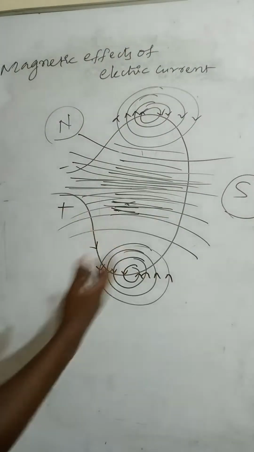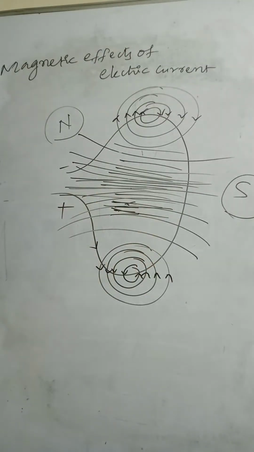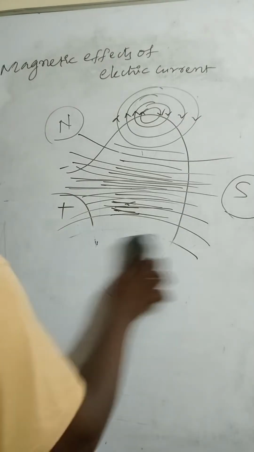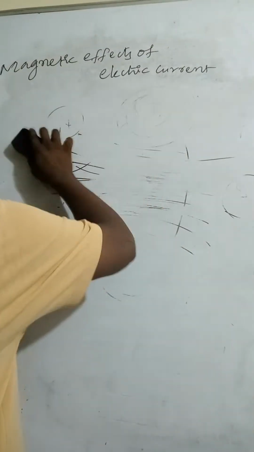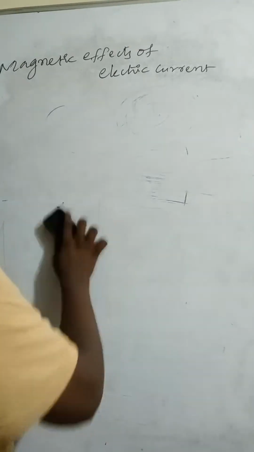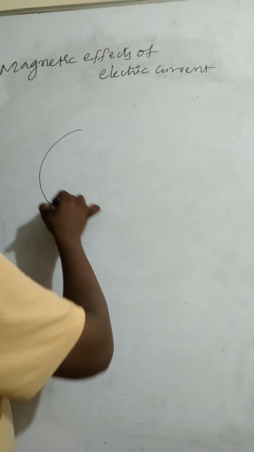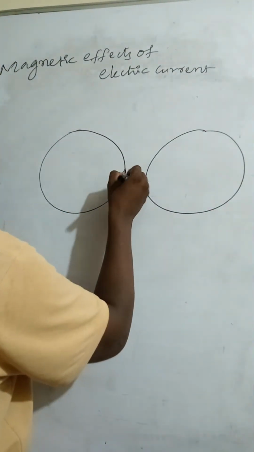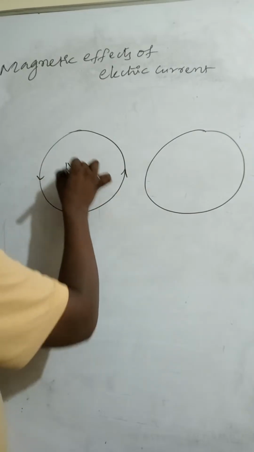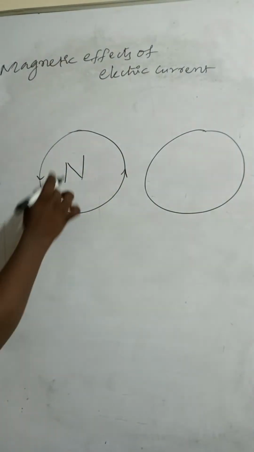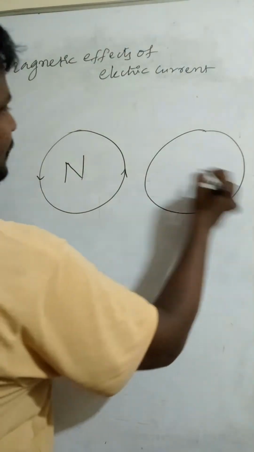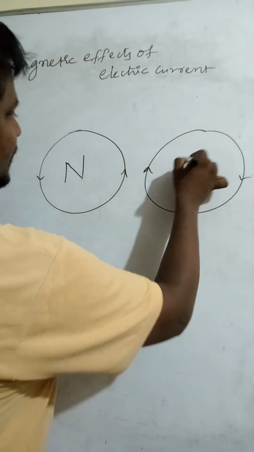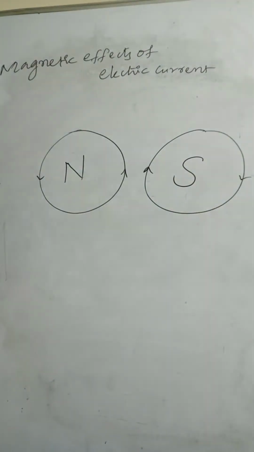Based on the current direction, the phase will be identified. How can we identify it? By using the clock phase rule, we can identify the side. If the current is passing in anti-clockwise direction, that phase is called north pole. And if the current is passing in clockwise direction, that phase acts as a south pole.